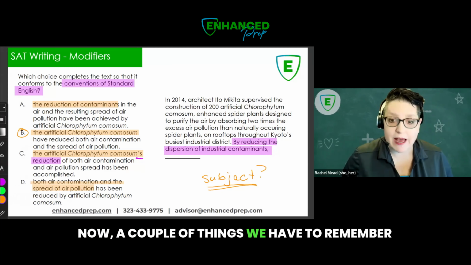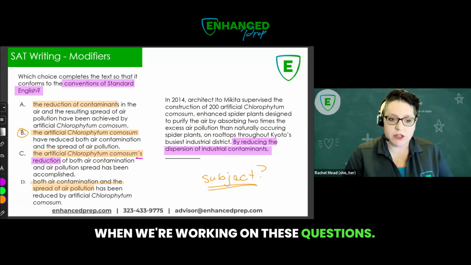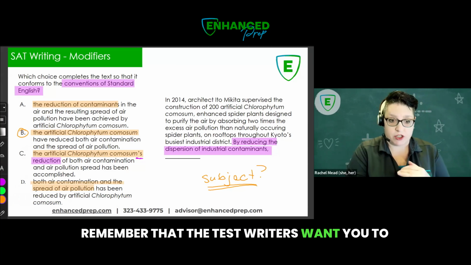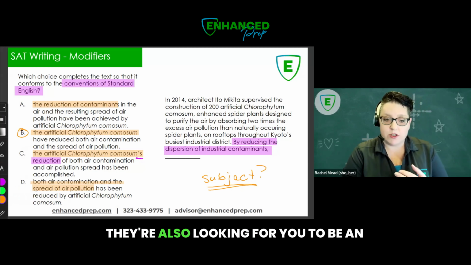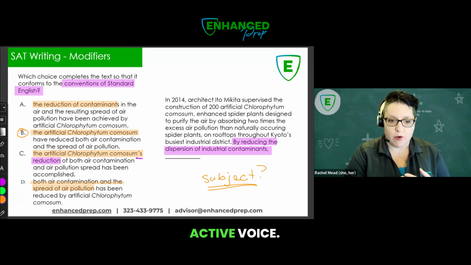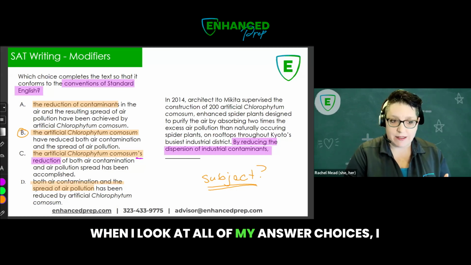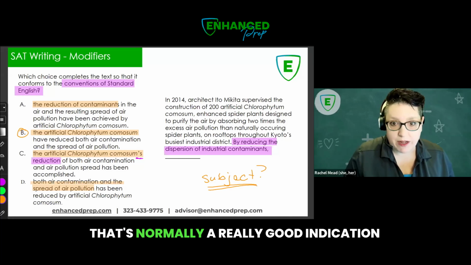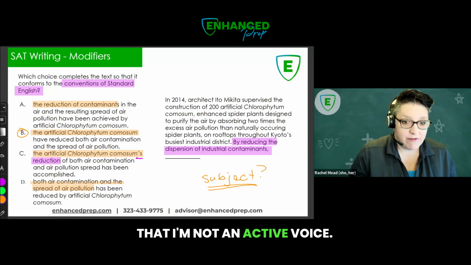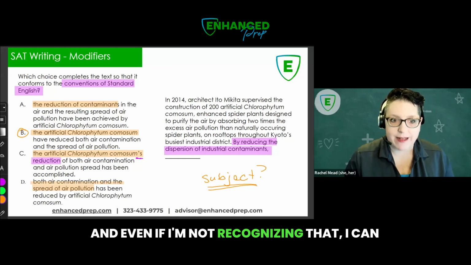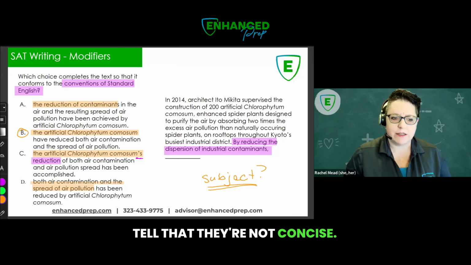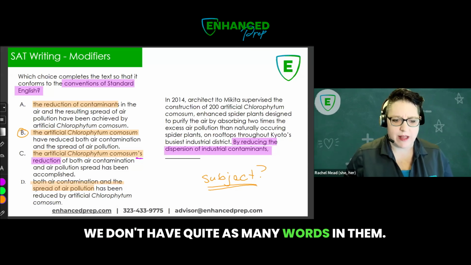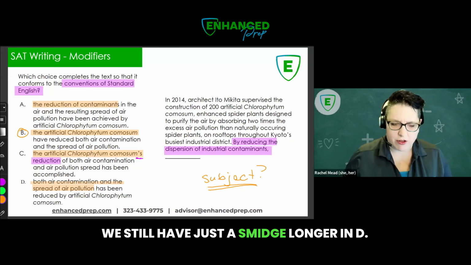Now, a couple of things we have to remember when we're working on these questions. When everything else is equal, remember that the test writers want you to be concise. They're also looking for you to be in active voice. When I look at all of my answer choices, I can see that A and C are a little bit longer. That's normally a really good indication that I'm not in active voice. And even if I'm not recognizing that, I can tell that they're not concise. B and D are a whole lot closer. We don't have quite as many words in them. We still have just a smidge longer in D.